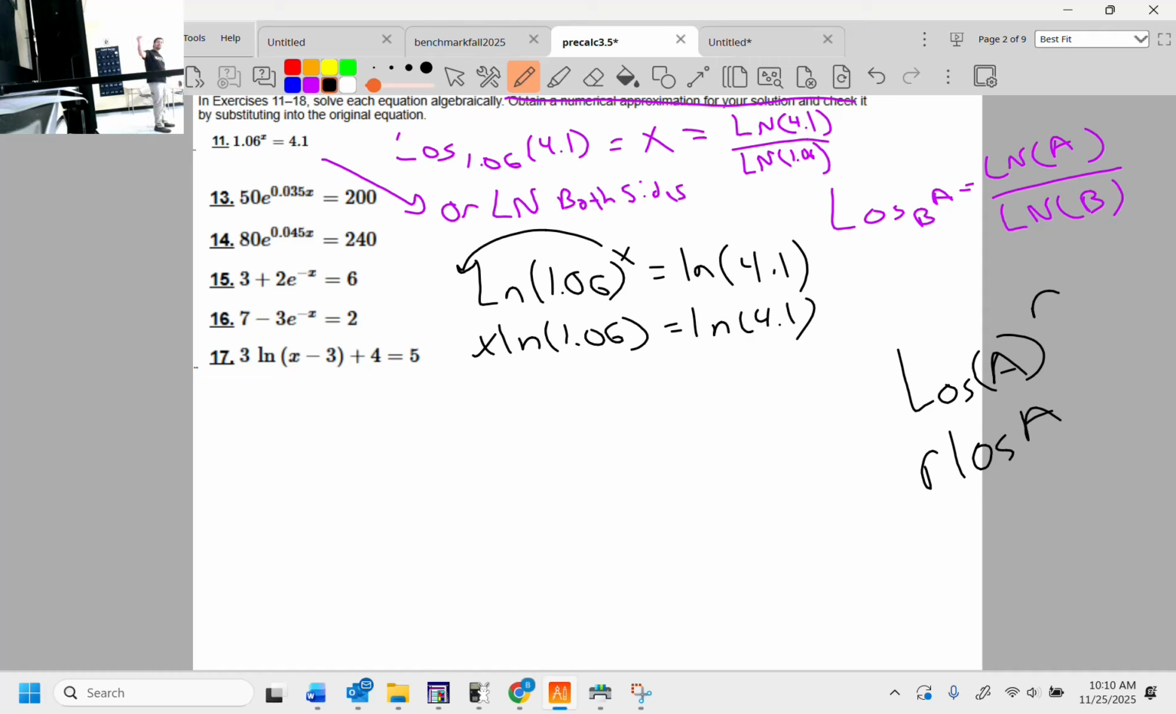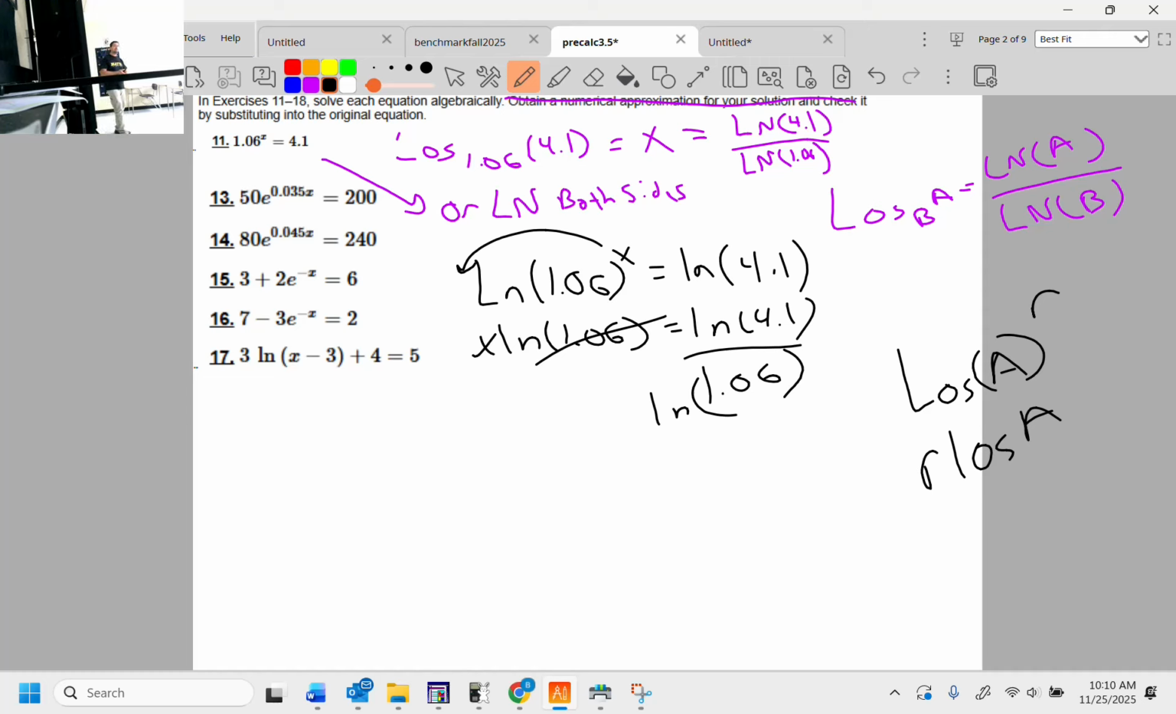remember what we have up there? We can turn that into the same thing. What understood symbol lies between x and that natural log of 1.06? Multiplication. The opposite of multiplication is division. Just divide that 1.06 out. Don't forget the ln like I almost did. Gone. There you go.